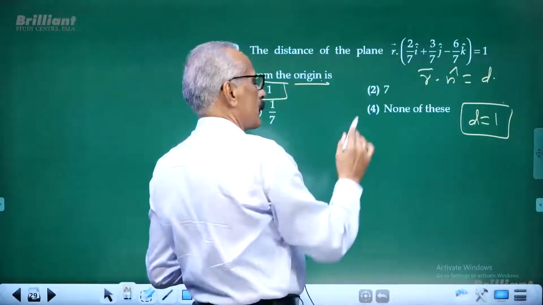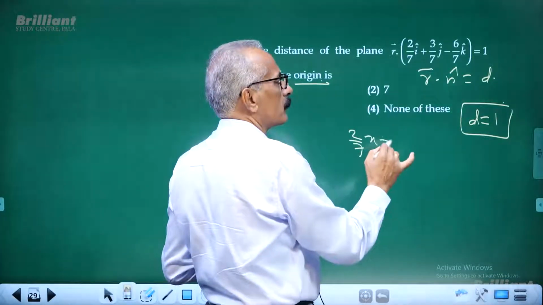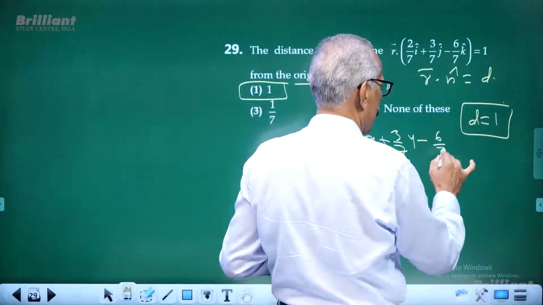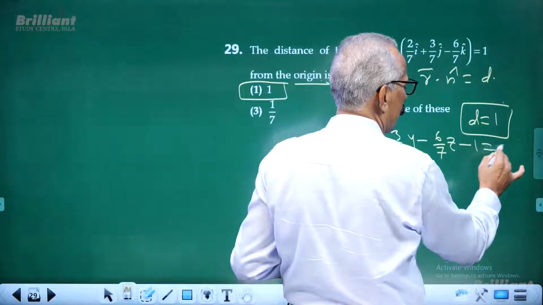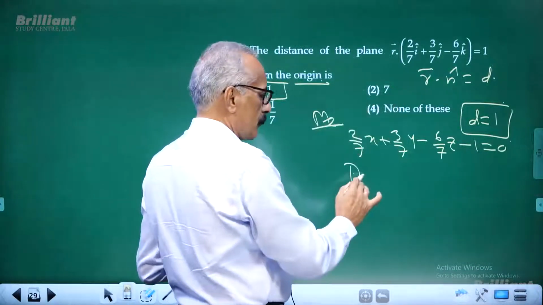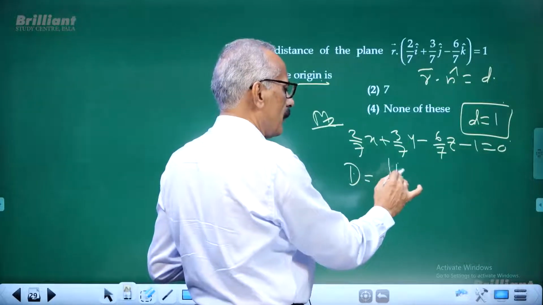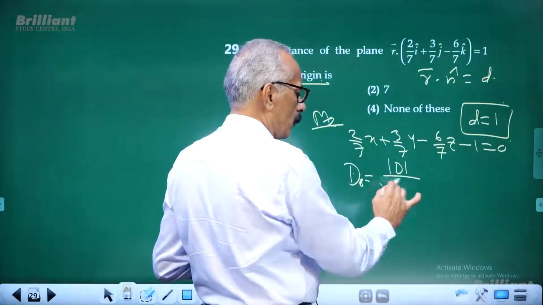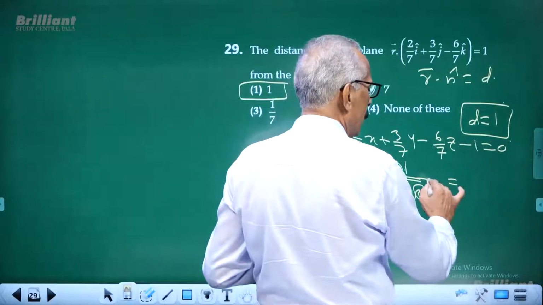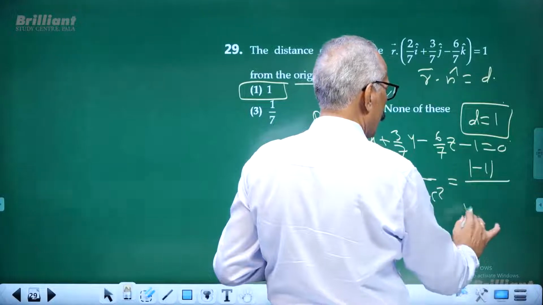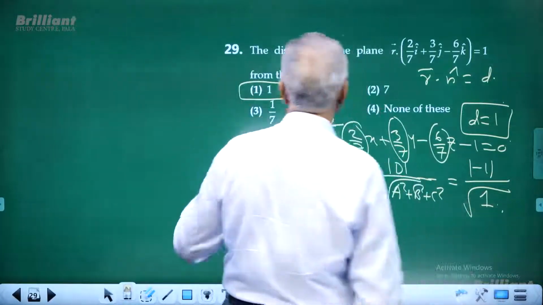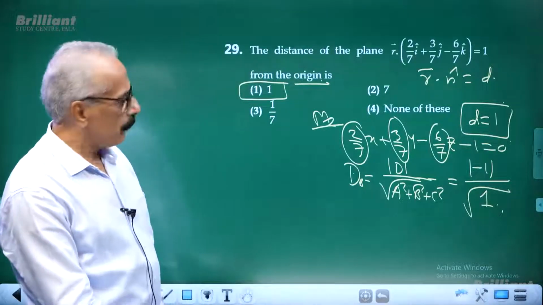Otherwise, what would it be? Actually this is 2 by 7 x plus 3 by 7 y plus minus 6 by 7 z minus 1 equal to 0. Then the second method, if you could not identify. The distance from the origin is modulus of d divided by root of a square plus b square plus c square. Modulus of d means modulus of minus 1 by root of a square plus b square plus c square, that becomes 1. That's the answer, 1. So for 29, your answer is 1.